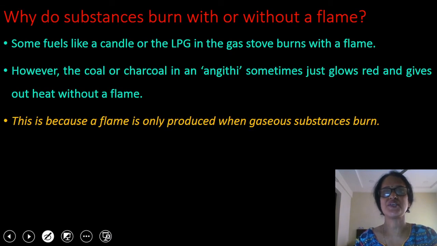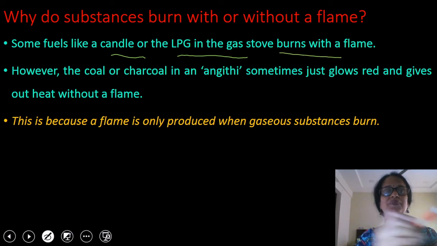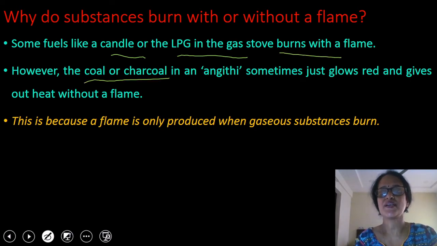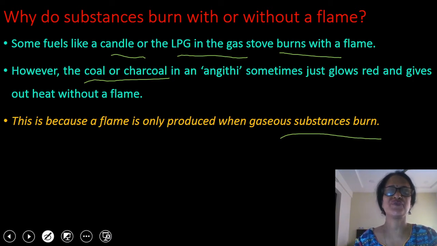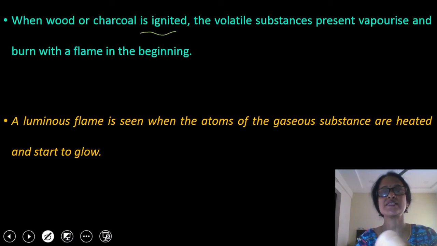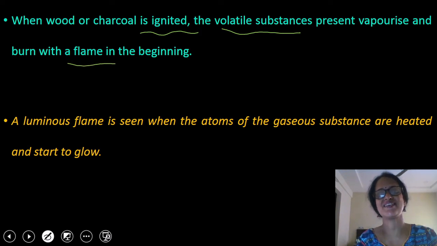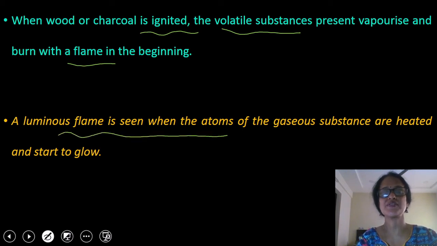Another important point I would like to mention here. You all must have seen that fuels like a candle or the LPG in the gas stove burn with a flame. But fuels like coal or charcoal, on burning, simply glow red and burn without flame. What is the reason for this? This is because flame is only produced when gaseous substances burn. If gaseous substances are not there, the flame will not be produced and the fuel will simply glow. So whenever wood or charcoal is ignited, if some volatile substances are present in them, they will vaporize and burn with flame in the beginning. But once all the volatile substances are consumed, the fuel will simply glow red and burn without flame. So we can conclude that a luminous flame is seen when the atoms of the gaseous substances are heated and start to glow. I hope it is clear to you.